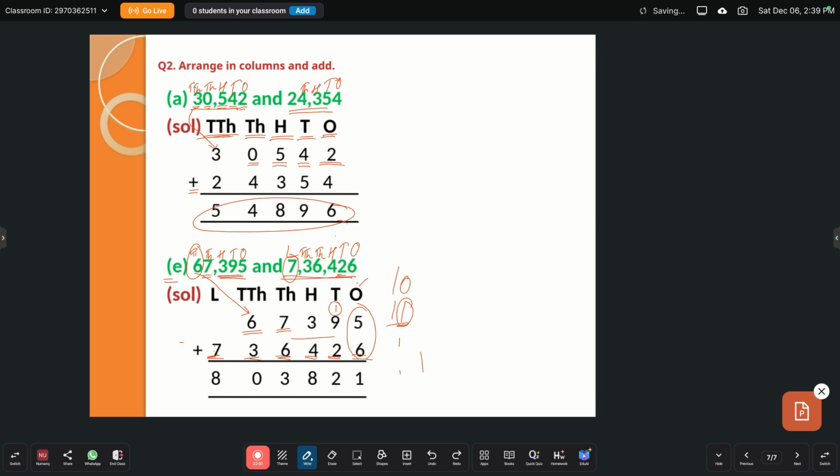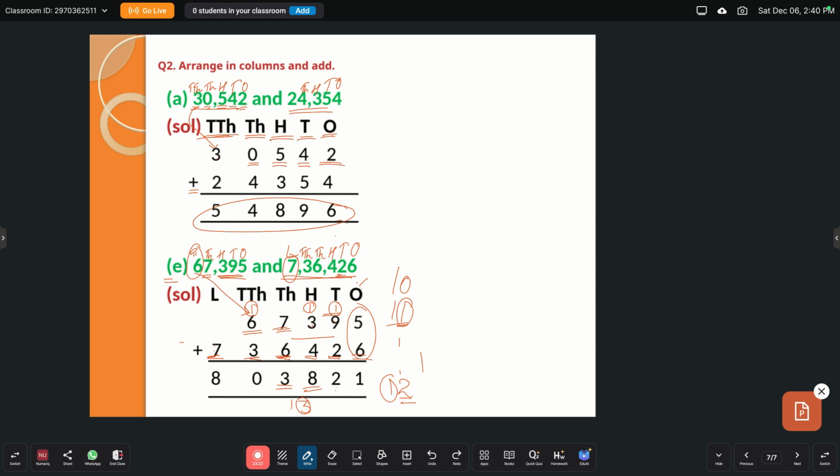That is tens column. What is 9 plus 2? It's 11. What is 11 plus 1? It's 12. So, I will write 2 here and 1 will be carried to hundreds column. What's 4 plus 3? It's 7. 7 plus 1 is 8. Okay, beta. What is 7 plus 6? It's 13. I will not write 13 here. I will only write 3 here. And I will carry over this 1 to the 10,000s column.